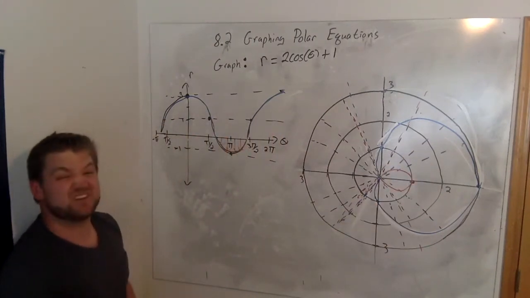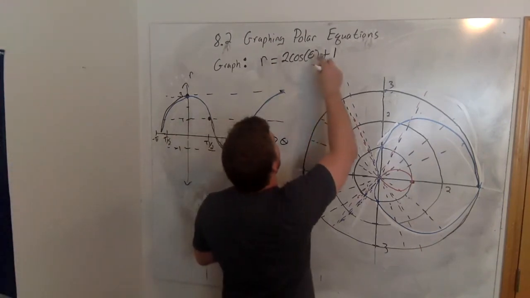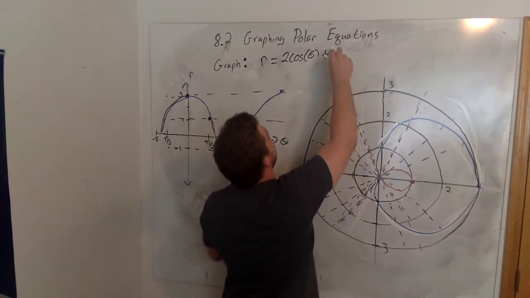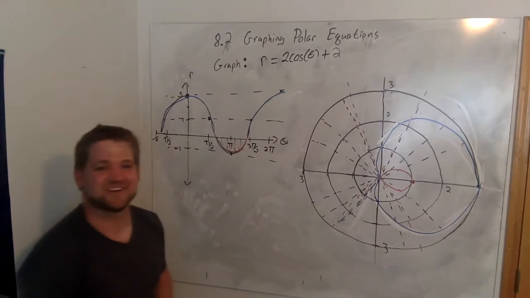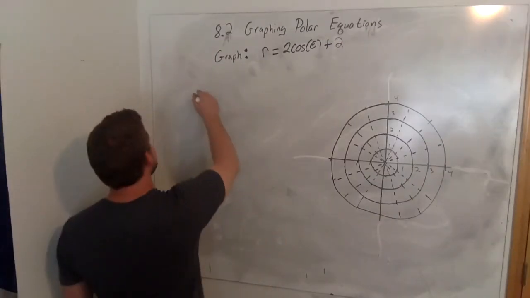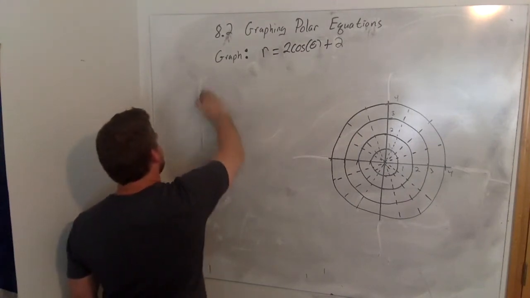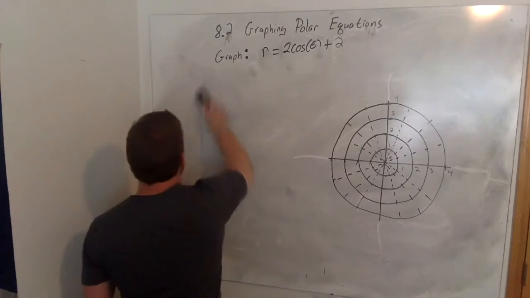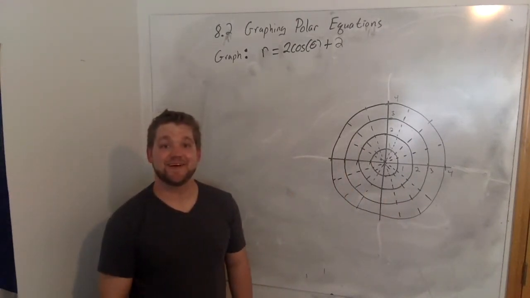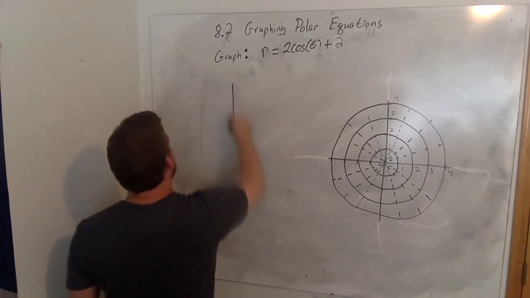How about we shift it up just a little bit more? How about we do r equals cosine of theta plus 2? Plus 2. Go ahead and pause the video and give this one a shot. Okay, let's do it. Let's make our graphical t-table.